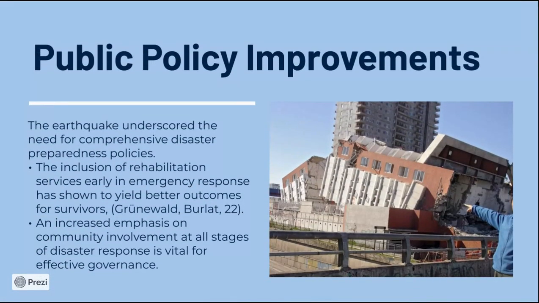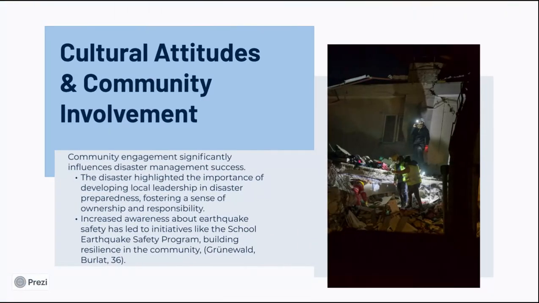The earthquake underscored the need for community involvement at all stages of disaster response and preparedness. There was increased recognition of the importance of including rehabilitation services early in emergency response efforts. Evidence suggested that earlier inclusion of rehabilitation in disaster settings can lead to better outcomes, including fewer complications and improved functional outcomes for survivors. The disaster response highlighted the need to develop local leadership in disaster management.